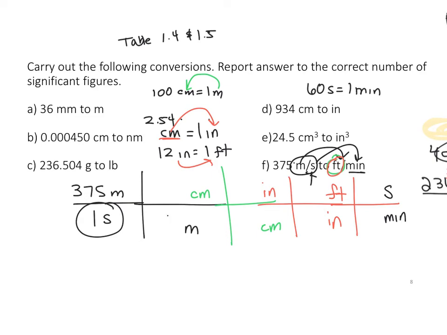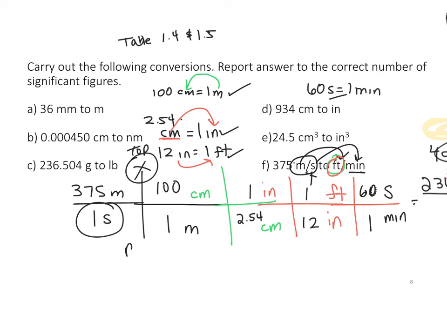So for meters, we have 1 meter, 100 centimeters. You have here 2.54 centimeters for 1 inch. Here you have 12 inches for 1 foot. Here you have 60 seconds in 1 minute. Now you can get out your calculator. You go 3, 7, 5. We don't divide by 1 because it'll just be the same, so we can just go on to the next bracket. Times, because everything on top is multiply. So top is multiply, bottom is divide.